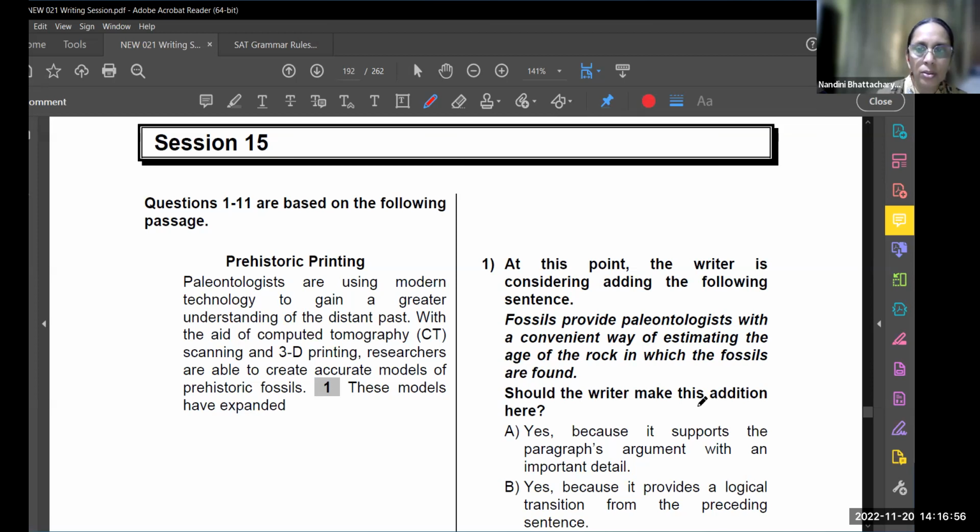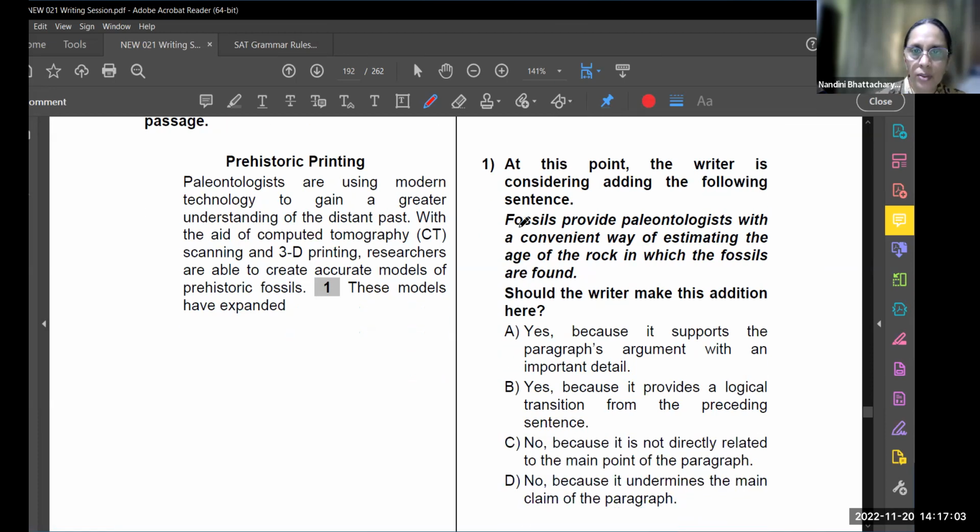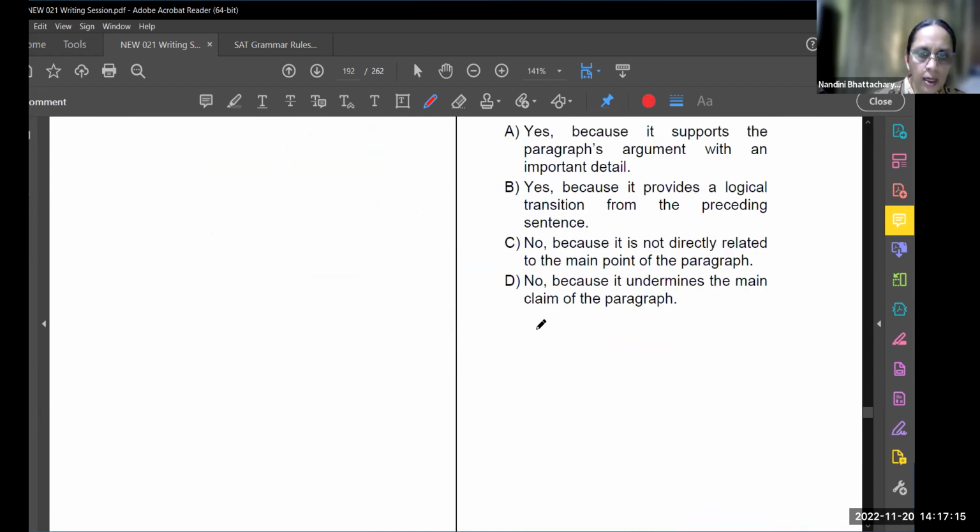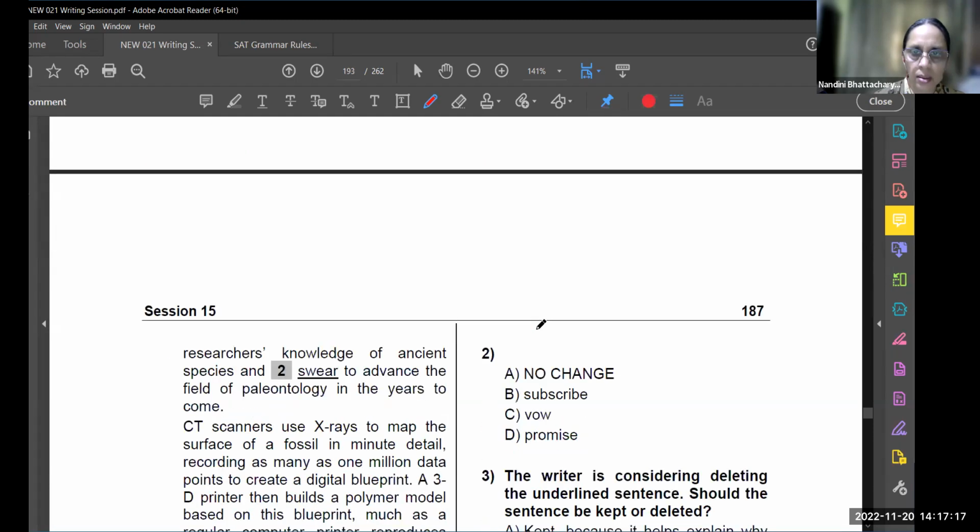Now, how are you going to go about this passage? Say we take the first passage. Now, if you look at the questions, the first question is adding a sentence. At this point, this is pertaining to the first paragraph. So I think you can begin with attempting this.